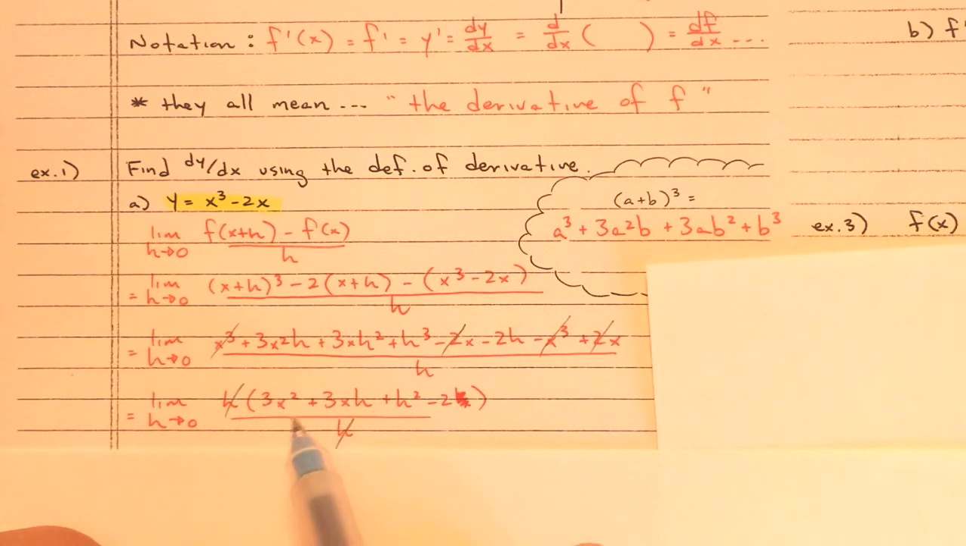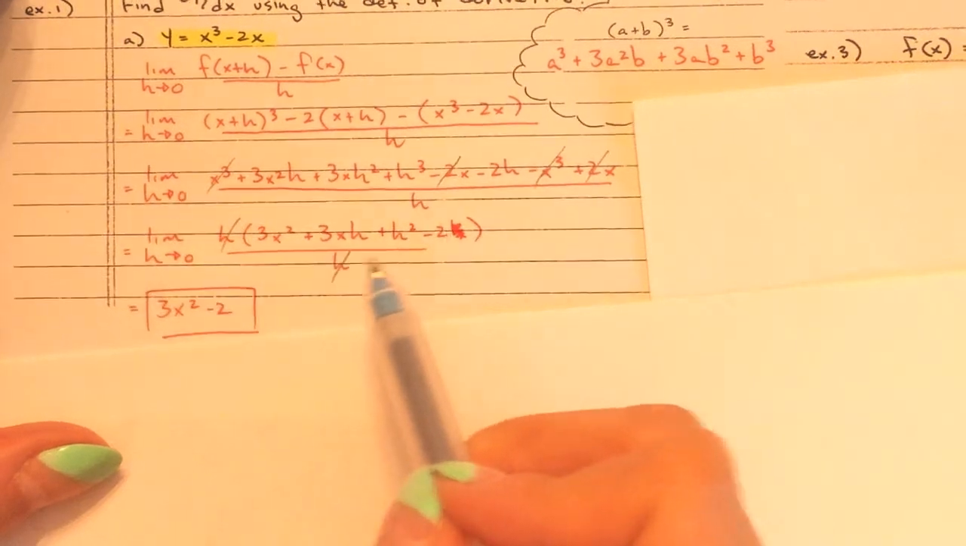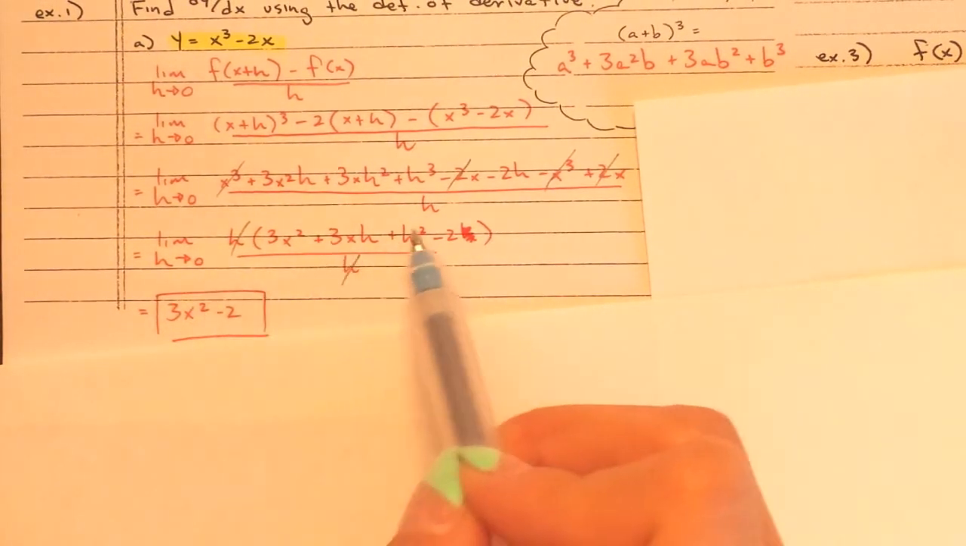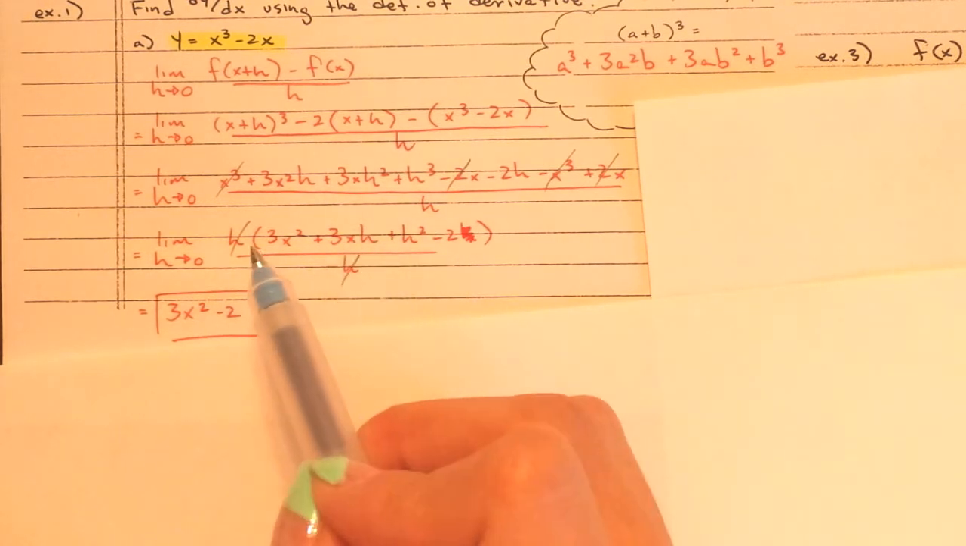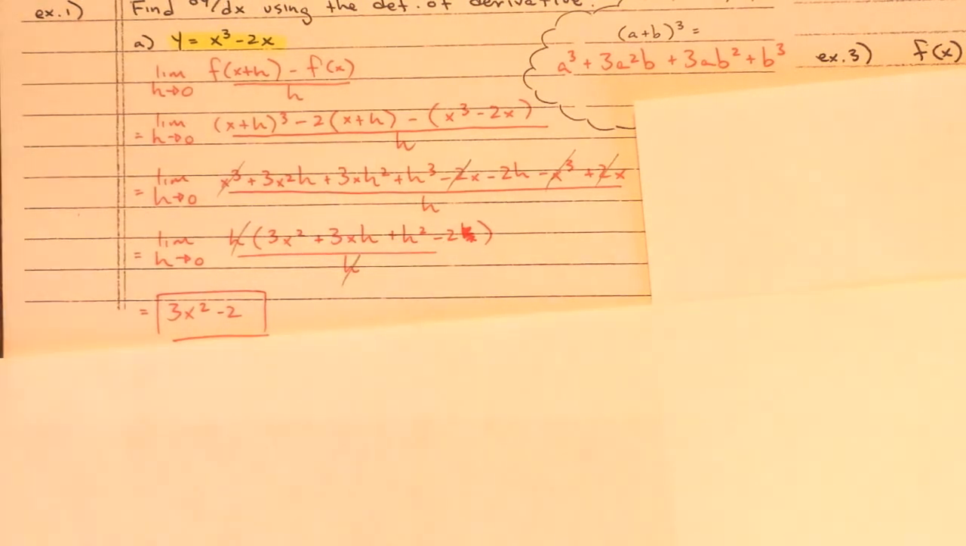This becomes 3x squared, and then I have an h here, and then I have an h squared here, and then I have a -2 here. And then on the bottom, I still have an h, and then I can divide away the h's. That will always happen, 100% always happen. And then I have my final answer, because right here it says h goes to 0, so that means that this is 0, and this is 0, so it's 3x squared plus 0 minus 2, so 3x squared minus 2.